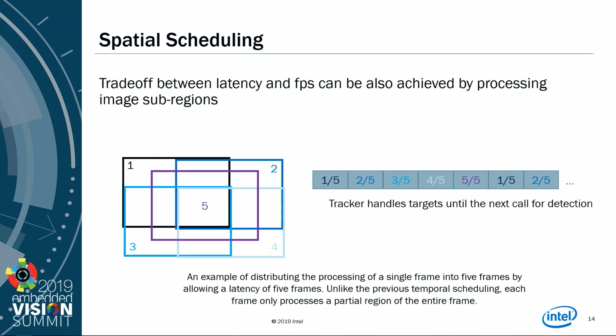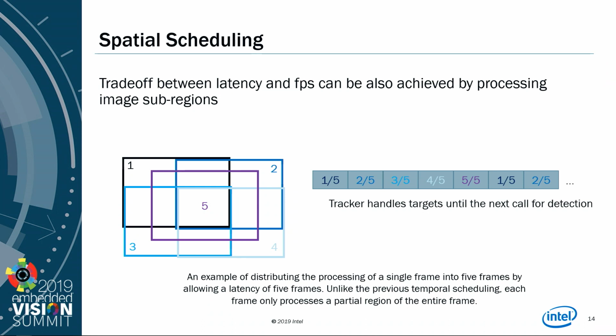For example, if your target application is a surveillance camera looking down a long hallway, there are fixed locations where new objects appear and disappear. In between those locations, you can use the object trackers. So you can have a lot of design flexibility. This figure illustrates an example of distributing the processing of a single frame into 5 frames by subdividing it like this.